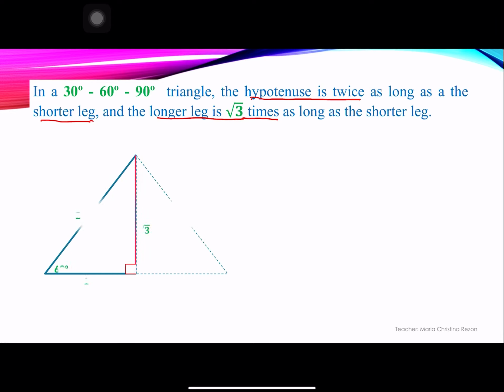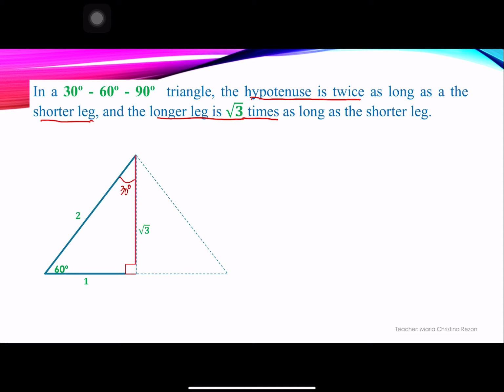So we have here 90, 60, so this must be 30 degrees. And I make a shadow of it because I want you to see that when you have two identical 30-60-90 triangles, and if you put them together, you will be able to have an equiangular or equilateral triangle.